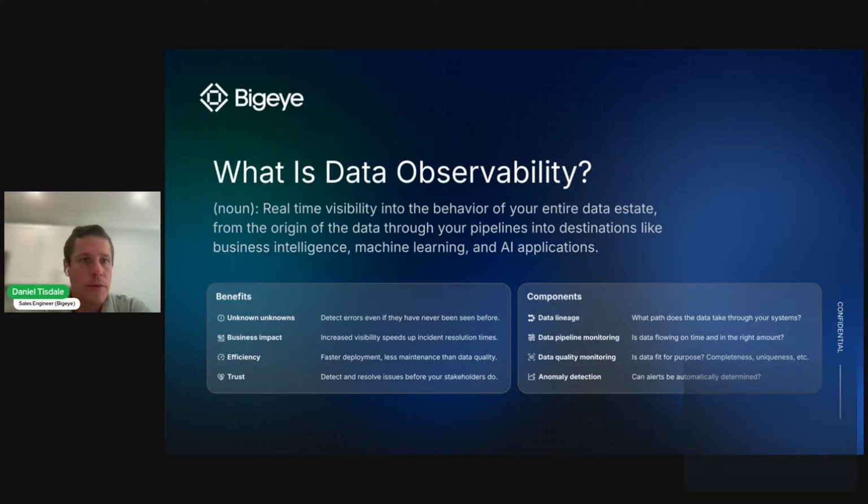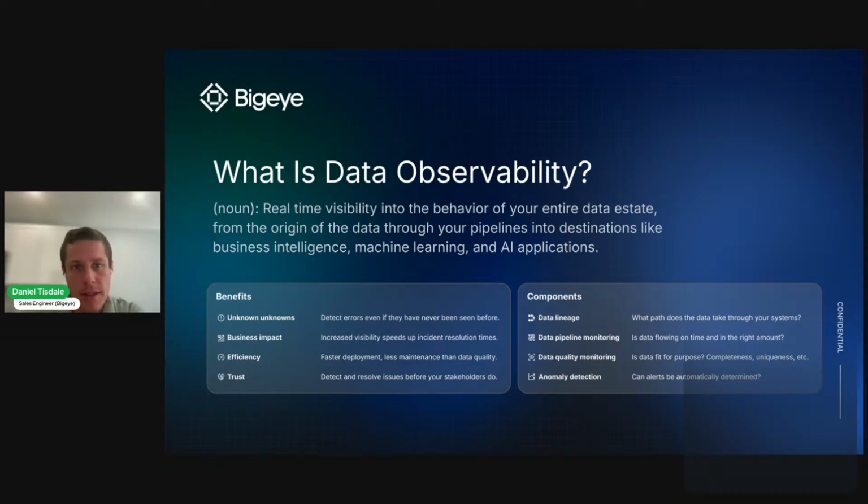Now, for those of you that aren't familiar, what is data observability? So, data observability is real time visibility into the behavior of your entire data estate from the origin of the data through your pipelines into destinations like business intelligence applications, machine learning models, and AI applications as well.